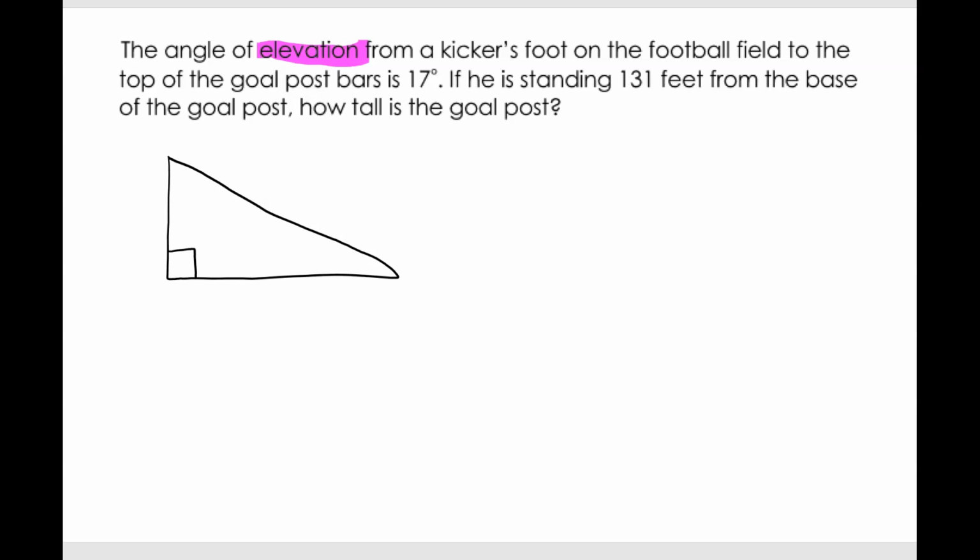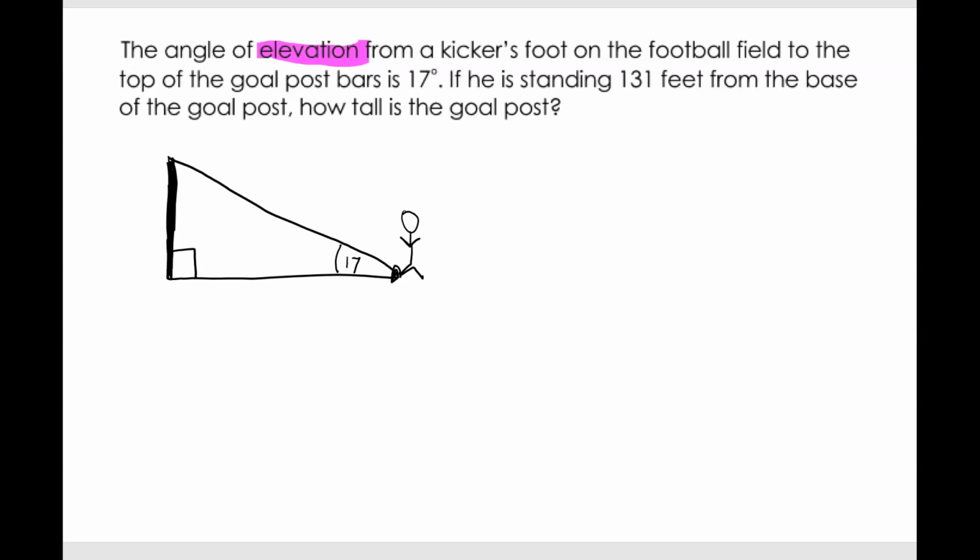If you watch football, you know that the goalpost bars are vertical. And the angle of elevation from the kicker's foot, well, the kicker would be standing on flat ground. So the kicker's foot would be here. So the football is over here, which means this angle of elevation here is 17 degrees.